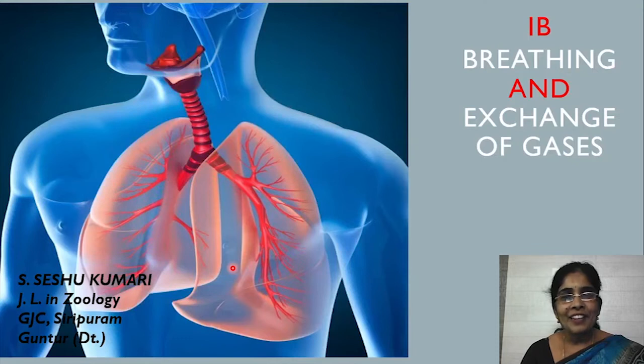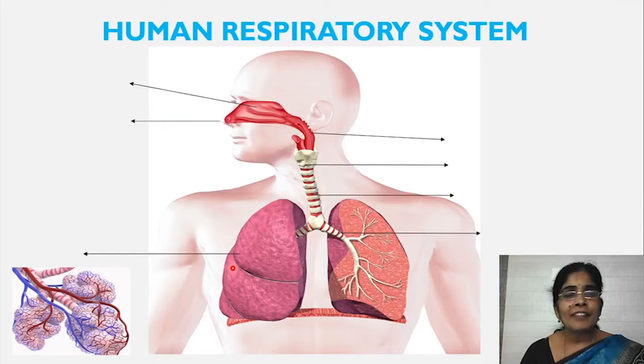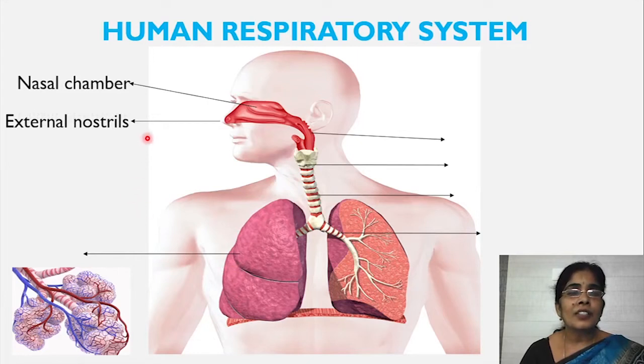Welcome back to the third video of the chapter, Breathing and Exchange of Gases. In our earlier class, we discussed the detailed structure of the human respiratory system. Now, let's have a quick recap of the structure of our respiratory system. The respiratory tract starts with external nostrils. These external nostrils lead into nasal chambers.